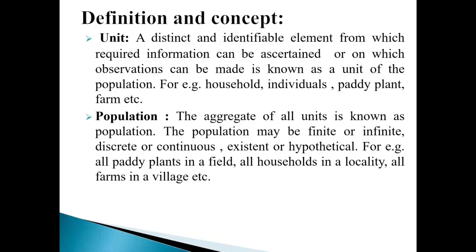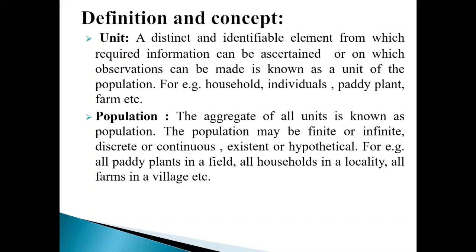The first is unit: a distinct and identifiable element from which required information can be ascertained, or on which observation can be made, is known as a unit of the population. If I say we are conducting a survey regarding households, then a single household will be considered as a unit. If it is a field of paddy plants, and we are doing an agriculture survey, then one paddy plant will be considered as one unit. If the study is done in your university, then your students will be considered as units.